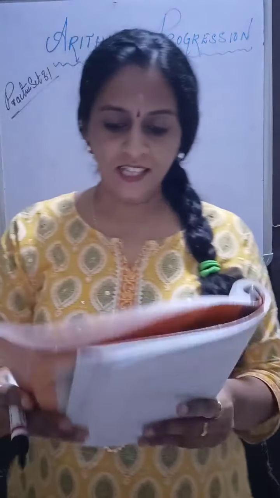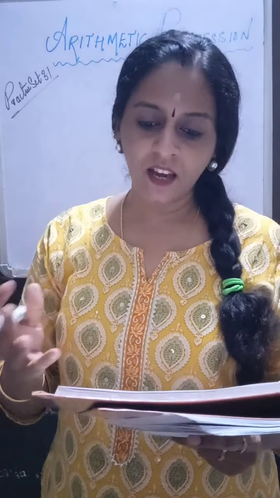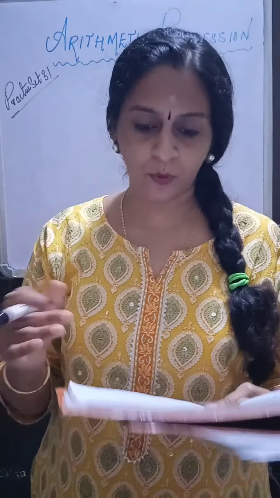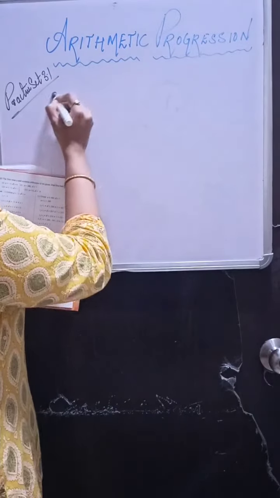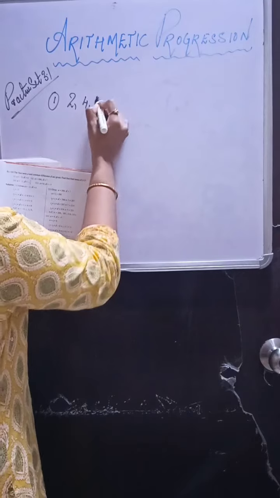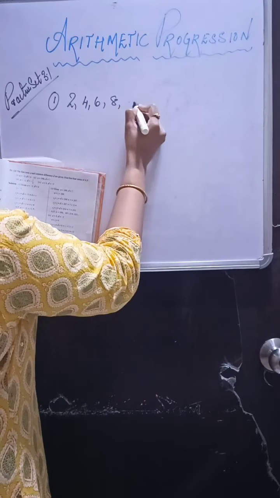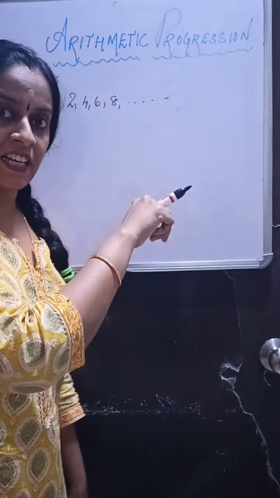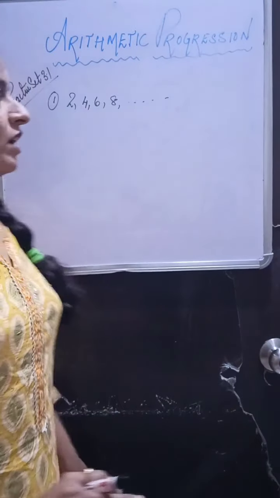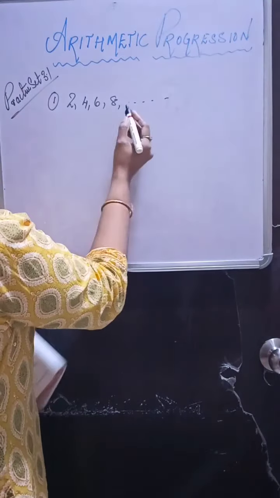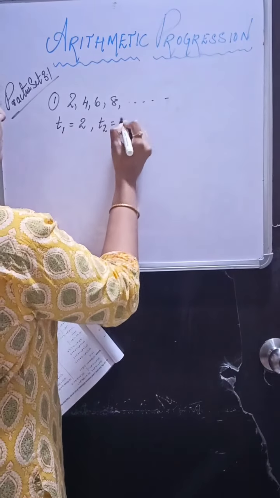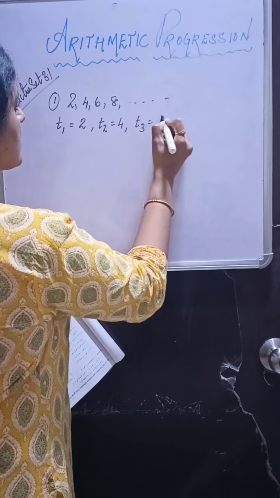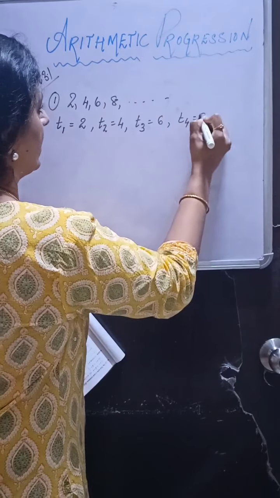Okay. Practice set 3.1, first question. Which of the following sequences are AP? AP means arithmetic progression. If they are, find the common difference. Okay, easy. We have already discussed 2, 4, 6, 8 and so on. So this is an infinite arithmetic progression, because it is going on. Let us write T1 as 2, T2 as 4, T3 as 6 and T4 as 8.